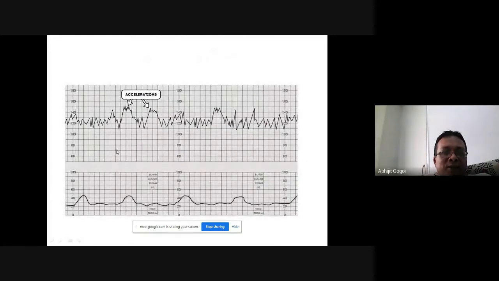Acceleration. Let's find the acceleration. Okay, so this is the baseline. We draw a baseline here. The baseline comes around 120, 122. Baseline heart rate. Okay, so let's find the variability first.